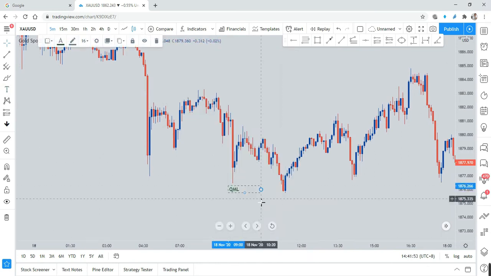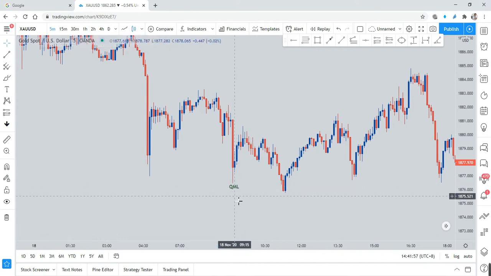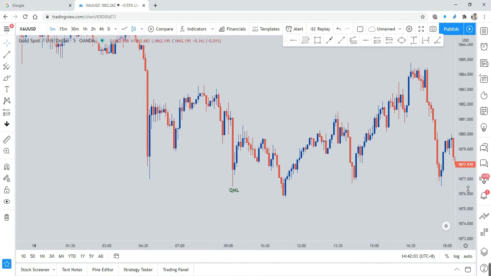By the way, QML can be used for all time frames, even 1 minute, but it depends on how big your movement is. For gold, a small time frame is okay. I like to trade a small time frame for gold, because the bigger the time frame is, the bigger the stop loss, and the bigger my risk is. I always control my risk.